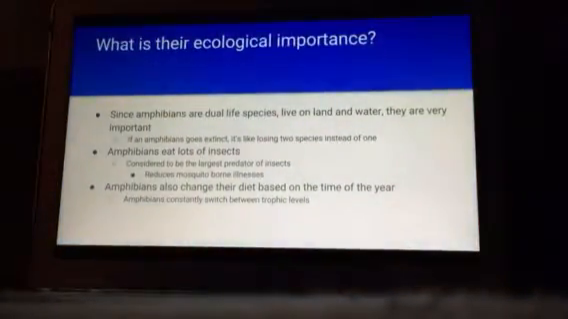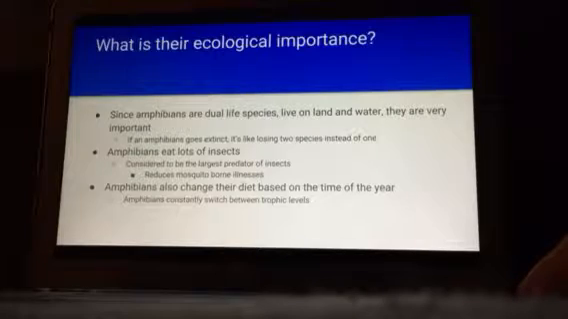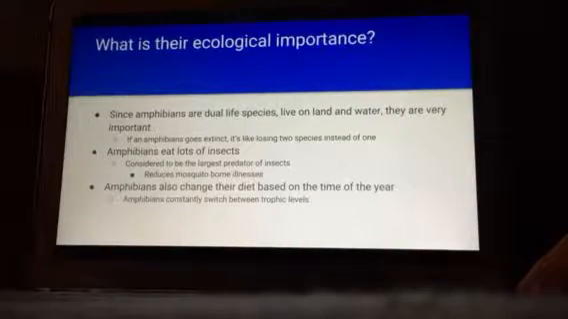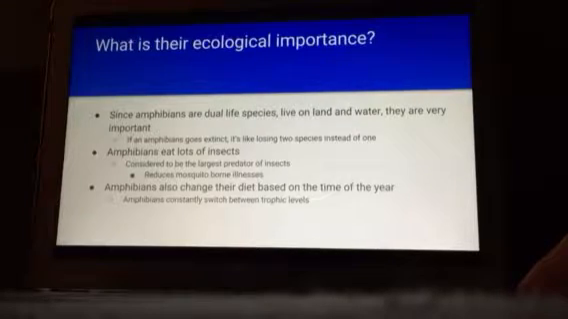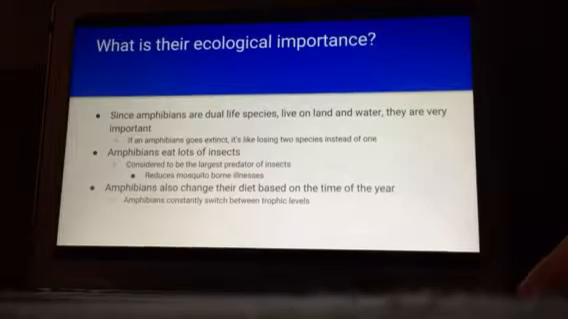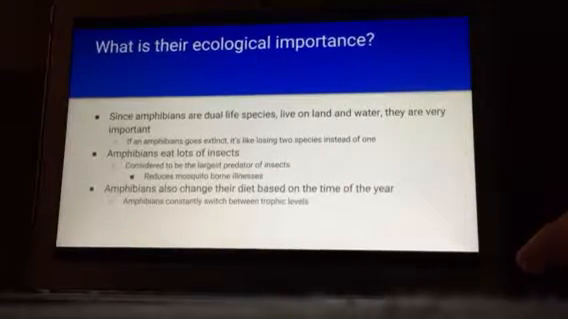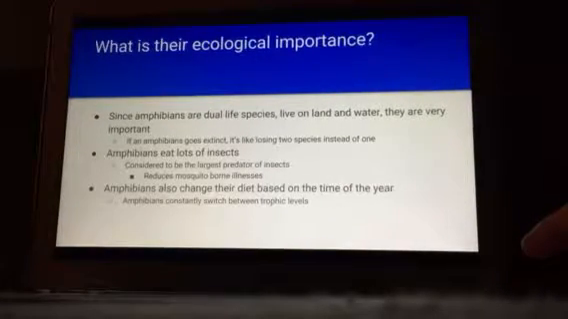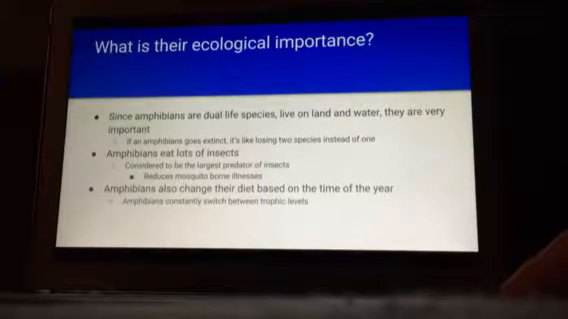What is their ecological importance? Since amphibians are dual-life species, meaning they live on land and in water, they are very important. If amphibians go extinct, it's like losing 2 species instead of 1. Amphibians eat lots of insects, considered to be the largest predator of insects, so they reduce mosquito-borne illnesses. Amphibians also change their diet based on the time of the year, so amphibians constantly switch between trophic levels.